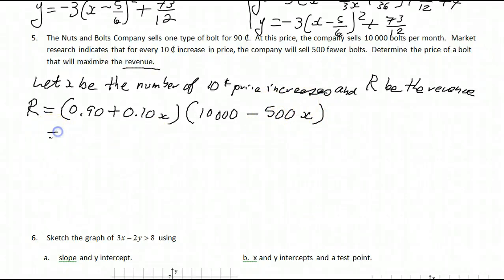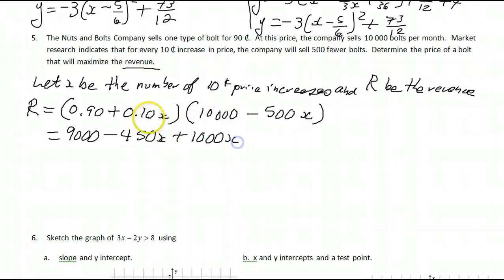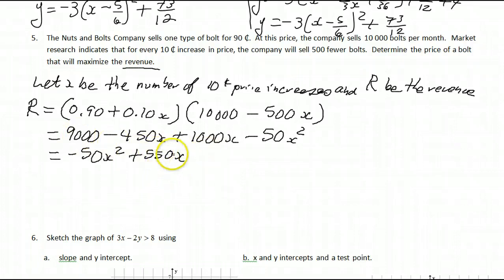So what do we do? Well, we multiply this out. We use FOIL. So I've got 9,000, 90 times 0.9, minus 450x plus 1,000x, 0.1 times 10,000, plus 1,000x, minus 0.01 times this is 50, and they both have the x on it, so minus 50x squared. Let's rewrite that in a form we're used to seeing trinomials. So minus 50, let's lead with the x squared term. Combine these to get the x, which will be plus 550x and plus 9,000.